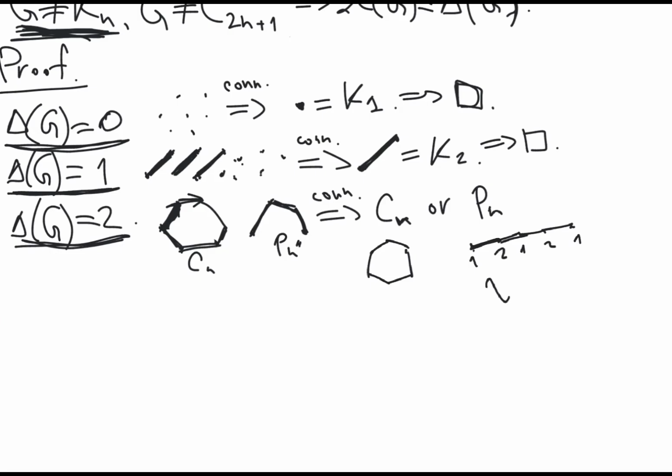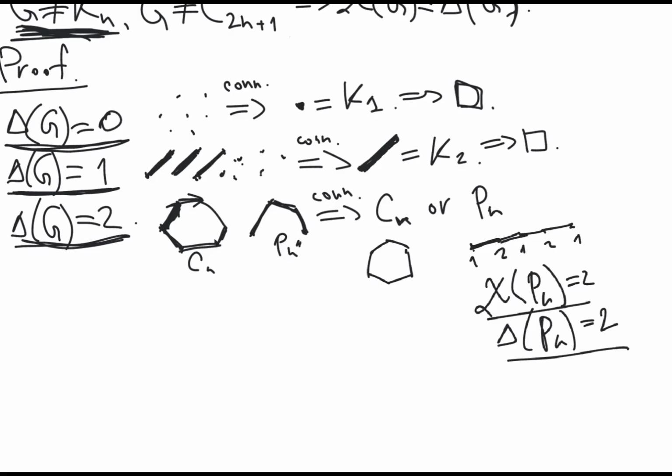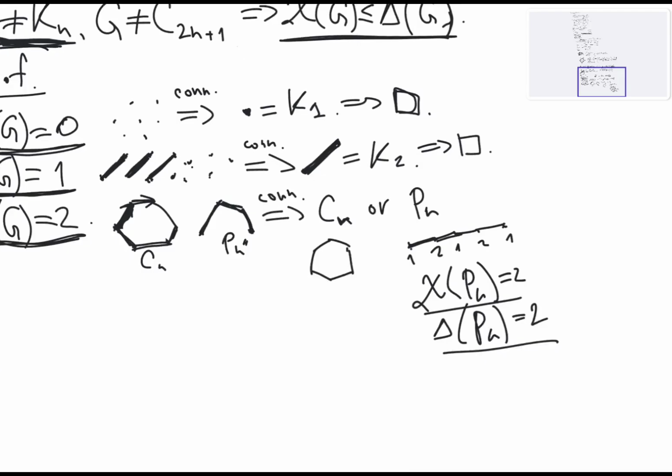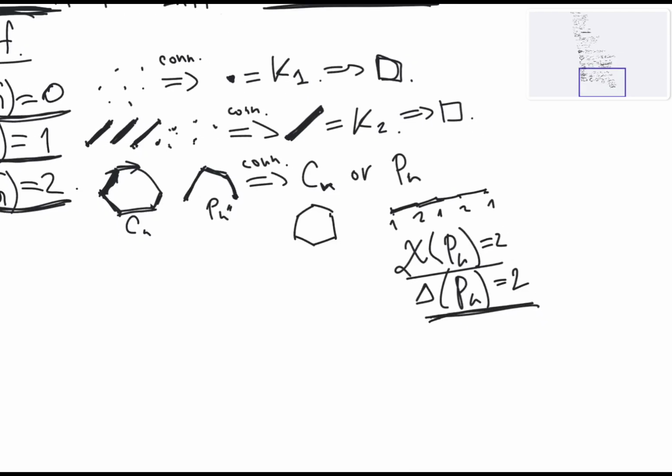And if n is 2, then we have K2. So the chromatic number of Pn is equal to 2, and the maximum degree of Pn is equal to 2. So the inequality clearly holds. So this inequality, chi less or equal than delta, holds here.